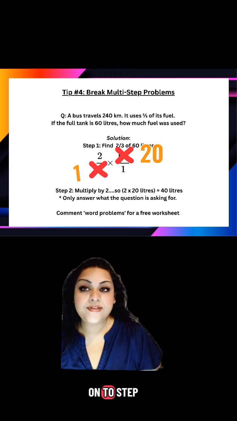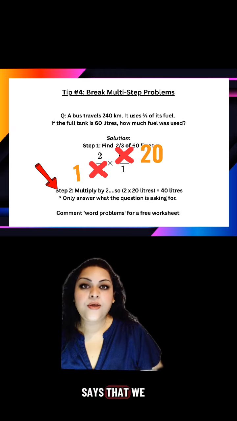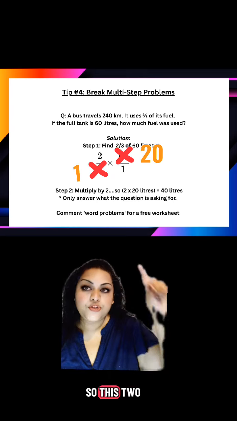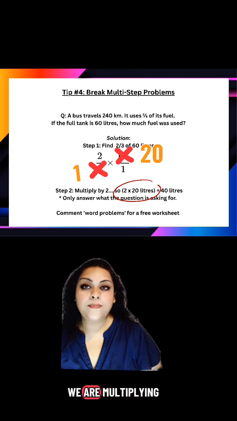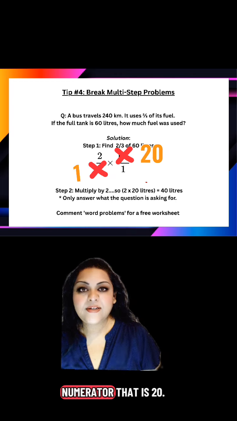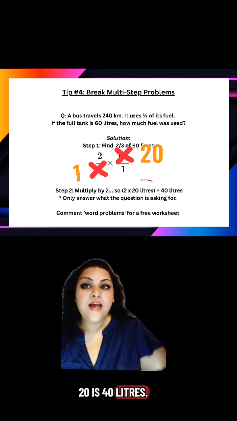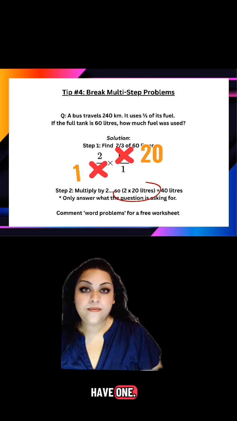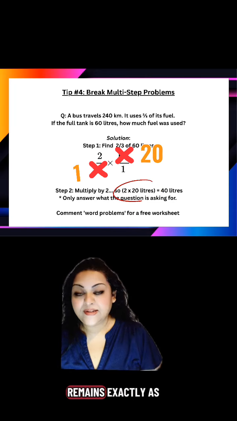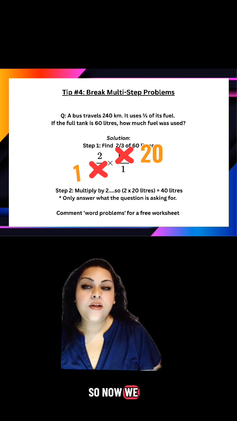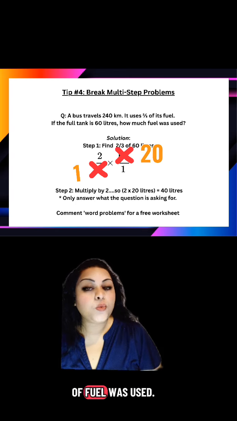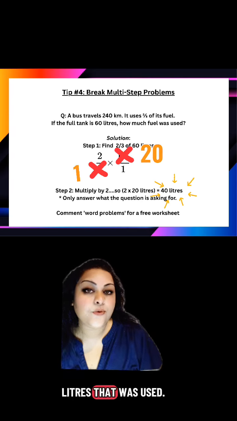That moves us on to step number 2. That says that we are going to multiply. So this 2 remains as it is. We are multiplying by the new numerator, that is 20. So 2 times 20 is 40 liters. At the bottom, you see we have 1. Anything over 1 remains exactly as it is. So now we are looking at how many liters of fuel was used. We've got 40 liters that was used.